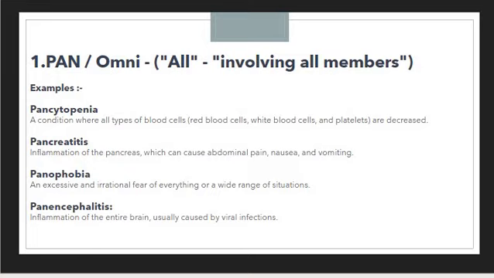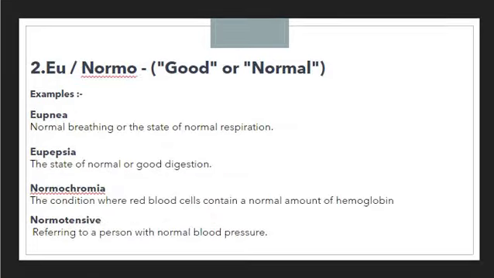Now we will move to the next term. The next term is eu or normo. Eu and normo are both used to showcase the sense of good or normal.